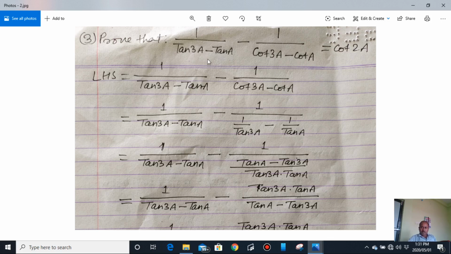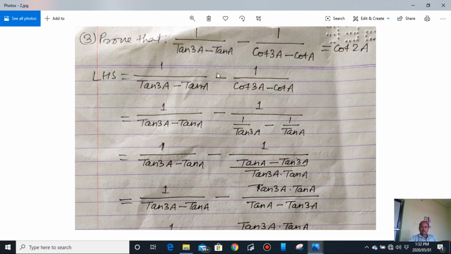This type of question can be done in many other ways, like converting tan 3a as sin 3a by cos 3a, tan a as sin a by cos a. In the same way, converting cot 3a and cot a into cos a and sin a, cos 3a, sin 3a. That way also it can be solved, but I have followed one method. So you see this. I hope you will understand.